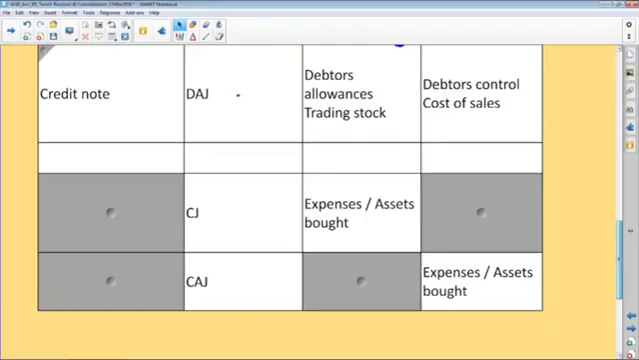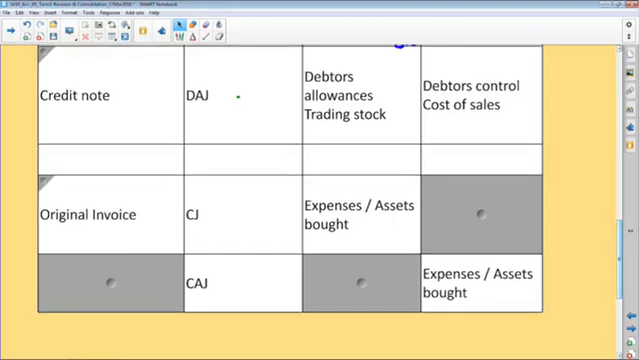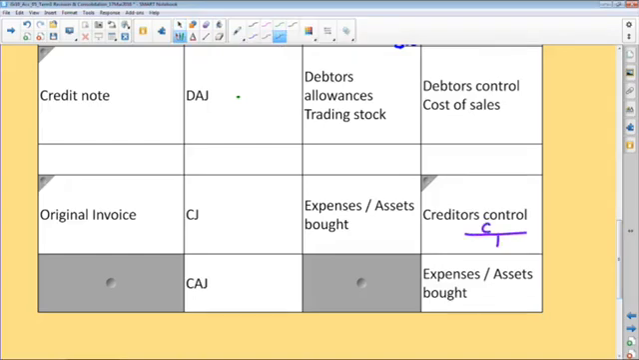Let's continue with the next two. I gave you the CJ. Can you remember and identify the source document? It will be the original invoice. Now, I showed that expenses and assets bought will be debited. Now, what will be credited? Yes, creditors control will be credited. And why do we credit creditors control? Creditors control is a liability. If we buy more and more and more, it will go up, and therefore, as you can see, we credit creditors control.